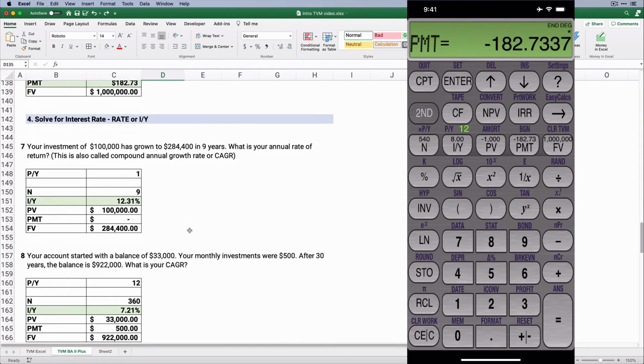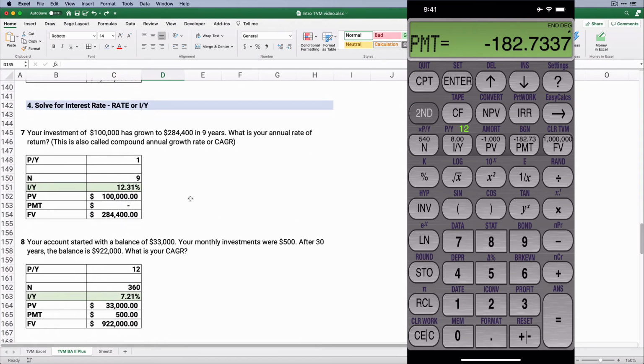All right. Now the next two, we're going to solve for interest rate. Your investment of $100,000 has grown to $284,400 in 9 years. What is your annual rate of return? This is also called the compound annual growth rate, or CAGR, C-A-G-R. So it's going to be 1 period per year, and then number of years is 9. We're going to start with 100,000, and it's going to grow to 284,000.